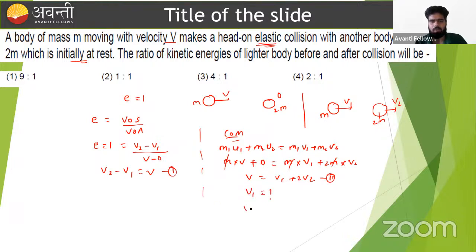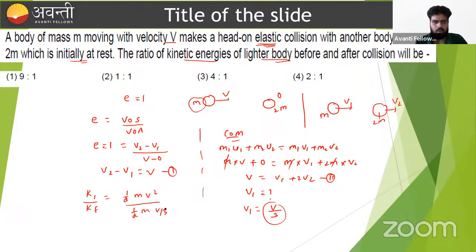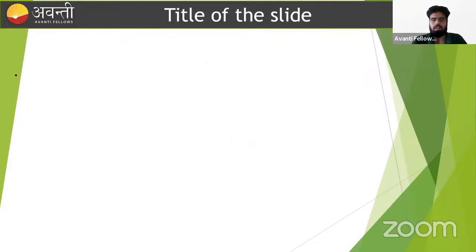After solving the two equations, we get the value of v1 as nothing but v by 3. It is asked in the problem for the ratio of kinetic energy of the lighter body. Which one is lighter? This one is lighter. So the kinetic energy initial to kinetic energy final will become half m v square over half m into v by 3 whole square. If we solve this, it becomes 9:1. So the correct answer is option A.